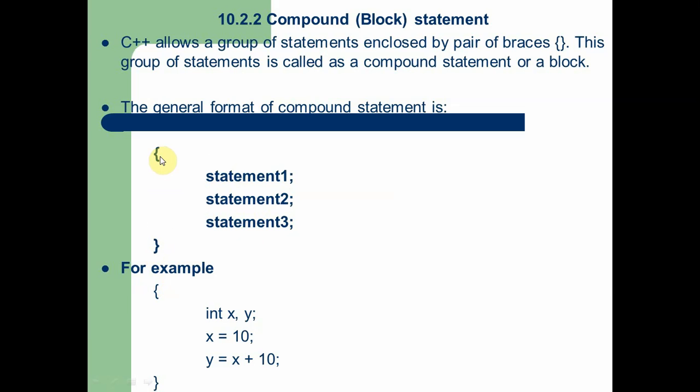So at the beginning of the block we use the open brace, at the end of the block we use the close brace. For example, here you can see there are three statements. One is to declare two variables, another one is to assign a value to the variable, another one is to do some arithmetic operation. These three statements are grouped and converted into a compound statement by using these brace symbols, where at the beginning we use the open brace and at the end we use the close brace. This is a simple example of how we can convert statements into a compound statement or block statement.